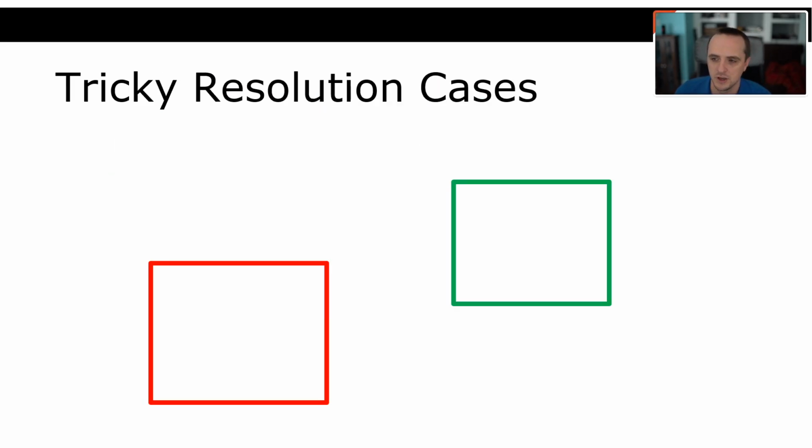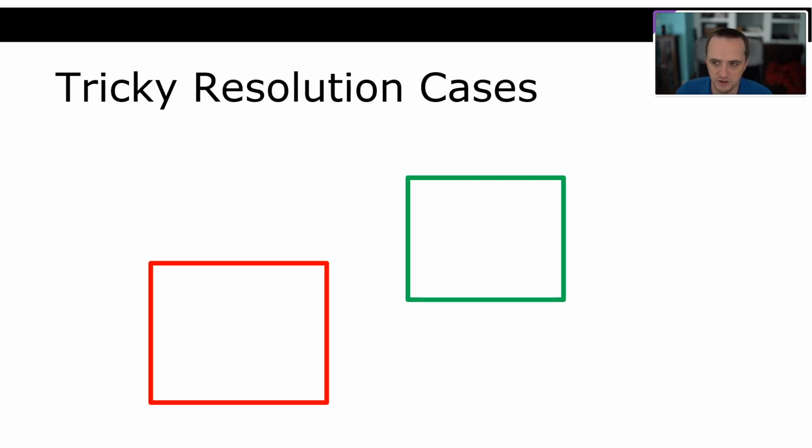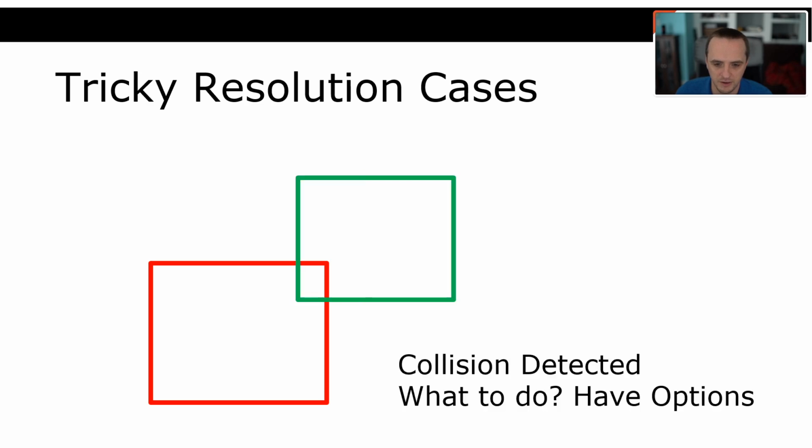Cool. Here's a trickier resolution case. What if, again, we have an immovable tile right here, and we have a moving player, and this player is going to be moving to the left. So on one frame it's here, next frame it's here, next frame it's here, next frame it's here. Okay, so collision detected. What did we do? Uh-oh, this is actually a little bit trickier, right? Because now we have options.